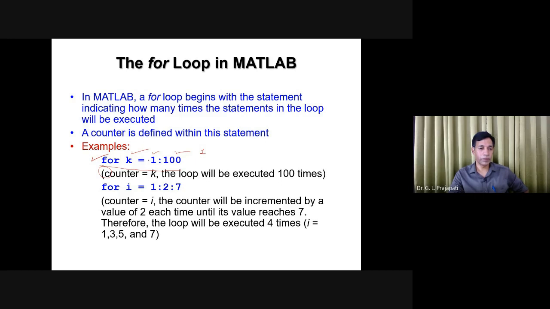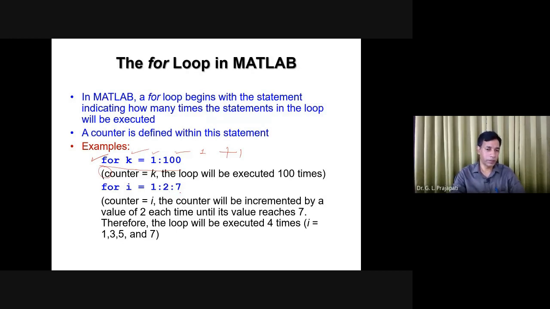So the first time k is equal to 1, then next time k will be equal to 2, then 3, 4, 5, 6, 7, up to 100. Once k becomes 100 and it goes through the loop, and its value becomes more than 100, it will exit from the loop. So this is a very simple syntax, and by default the increment is positive 1.